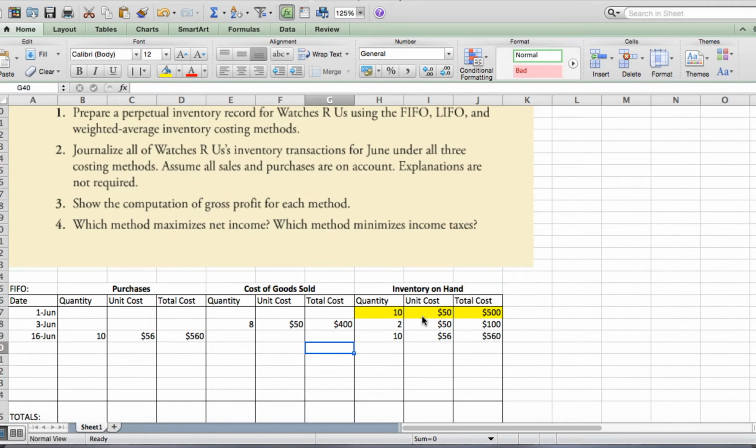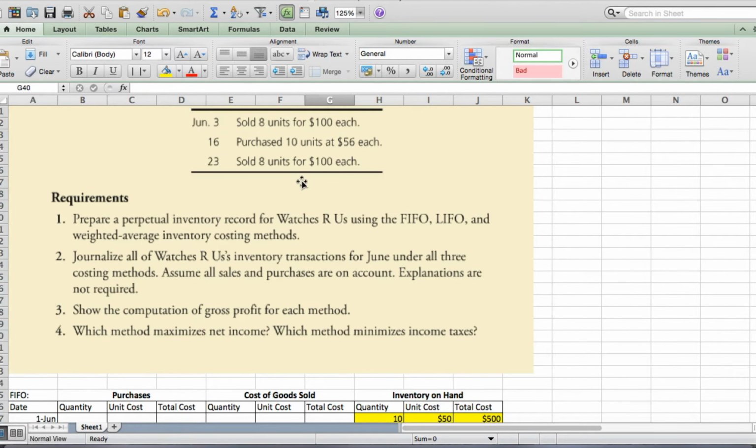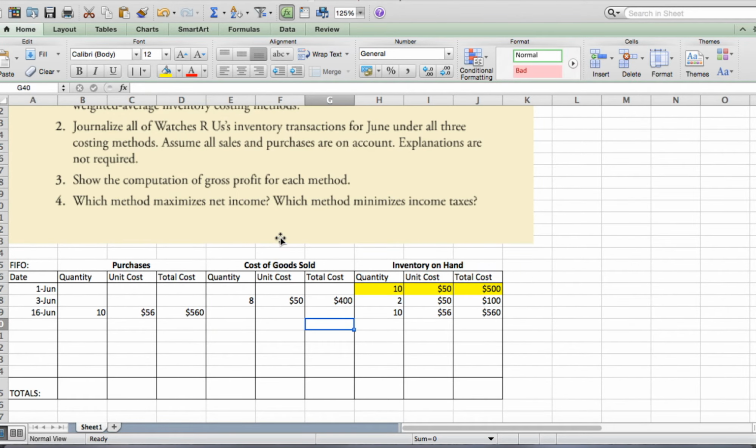The final transaction that we need to record is selling 8 units for $100 each. Again, when we're just talking about the inventory, we don't care how much we sold them for, but we do want to record the fact that we're selling 8 units. Since we're using FIFO, we need to first sell these 2 units. Again, it doesn't matter that we're actually selling those 2 units, but for costing purposes, we're going to say that those are the 2 units right here that we're selling.